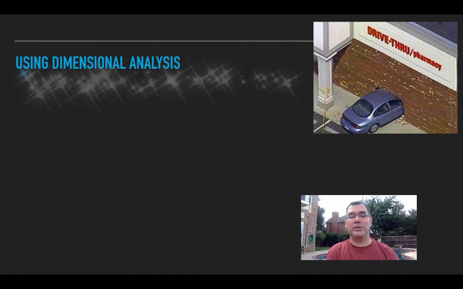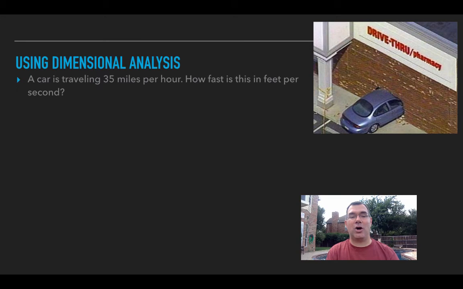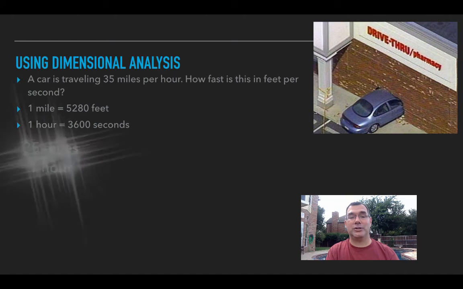All right, so here's some dimensional analysis. Let's say I have a car that is traveling 35 miles per hour, and I want to know how fast it's traveling in feet per second. So I know that a mile, which is what I was given, is 5280 feet. That's the unit I want to convert to. And I know that an hour, which is what I was given, is 3,600 seconds, which is the unit that I'm trying to convert to. So I start off with 35 miles per hour. That's 35 miles in 1 hour.